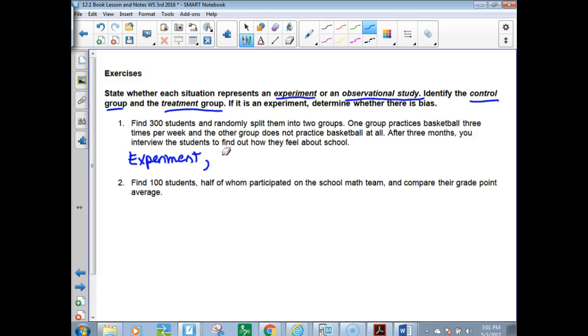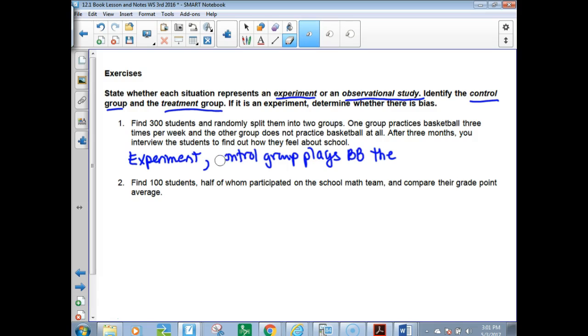There's bias. Okay, first of all, the control group plays, and I'm just going to write basketball, BB. Oops, I just said that backwards, guys. That's the treatment group. And I knew it as soon as I said they play. Sorry, I was jumping to thinking about something else first. The treatment group plays basketball. Control group doesn't.